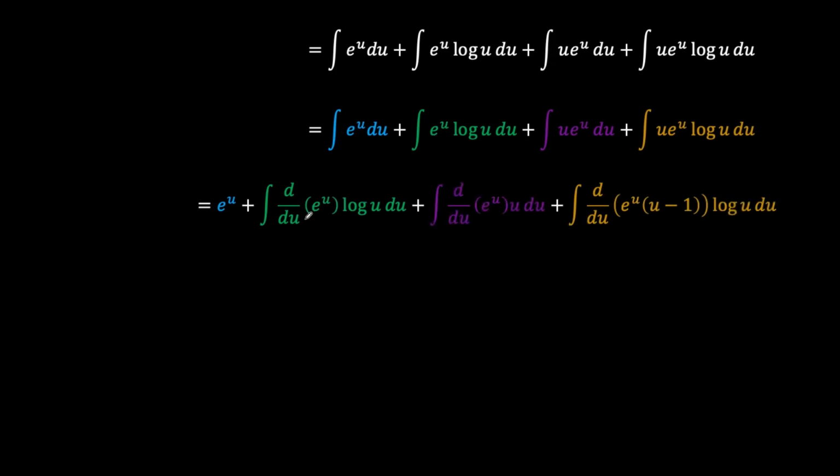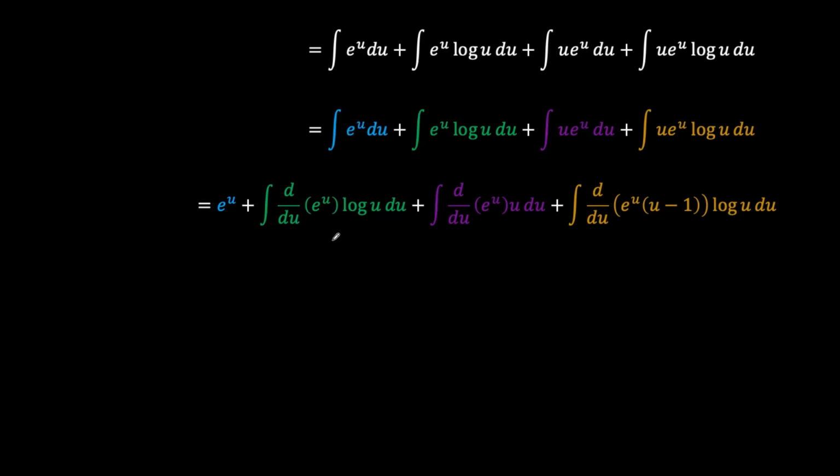And therefore we could say, okay, this e to the power u times natural logarithm of u is the same as the product of the derivative of e to the power u and natural logarithm of u. Same thing here. u times e to the power u is the same as the product of the derivative of e to the power u and u. And then here, u e to the power u is the same as the derivative of e to the power u times u minus 1. And then we multiply this natural logarithm of u.